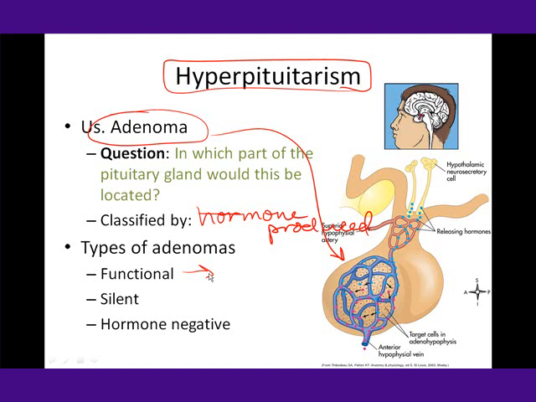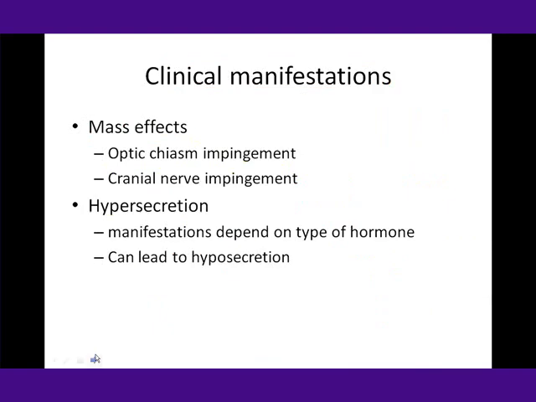That's a functional adenoma. A silent adenoma, as the name implies, is one wherein we're getting overproduction of a particular hormone, but we're not seeing clinical effects demonstrated in the patient. And then the third of the three types of adenomas is a hormone negative one, and that is where you don't have any hormone detected, even though there's cancerous tissue present in that area.